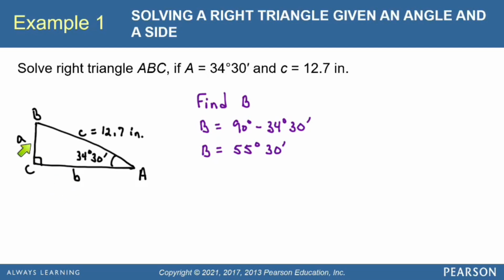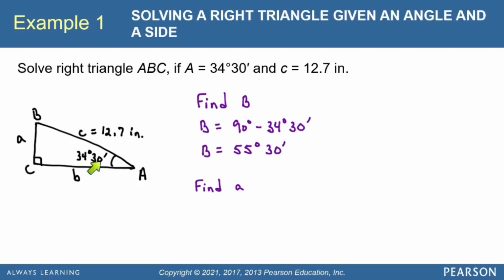Okay, now what's left is side A and side B. We could find either one with the information that we already have, but let's start with side A. Now remember, when you're finding a missing side, your two choices are whether to use the Pythagorean theorem or to use a trig relationship. If you're going to use the Pythagorean theorem, you have to already know two of the sides. We only know one side. So I'm going to use a trig relationship. So a trig relationship always involves using one angle and one side, and that information was given in the problem. So I was given the 34 degrees in 30 minutes, and I was given the 12.7 inches for side C.